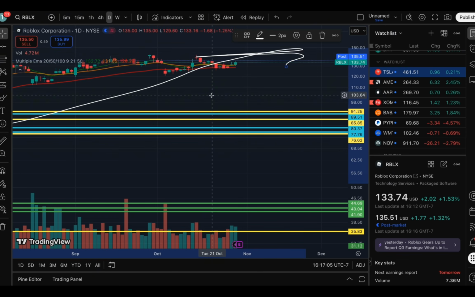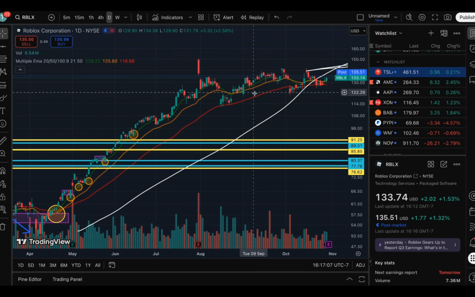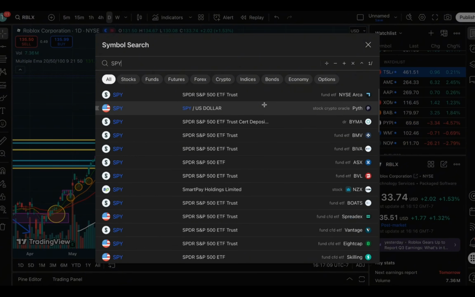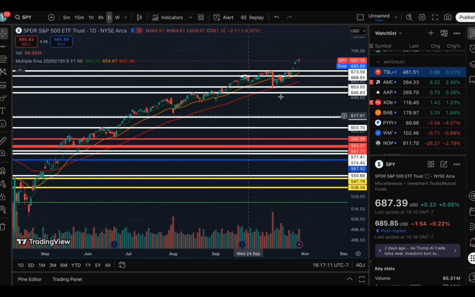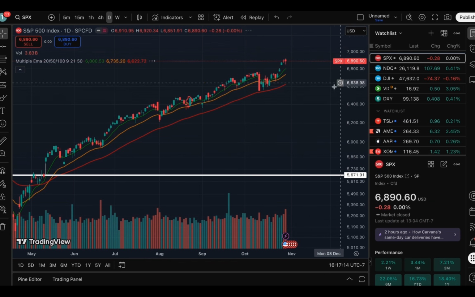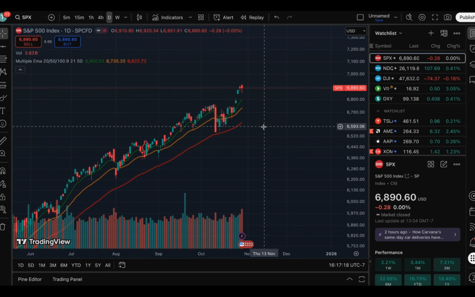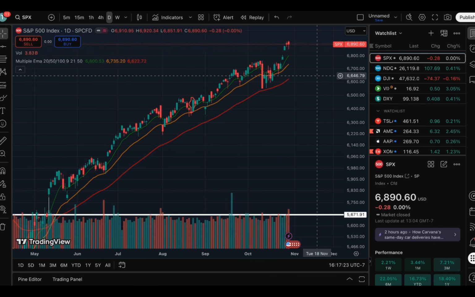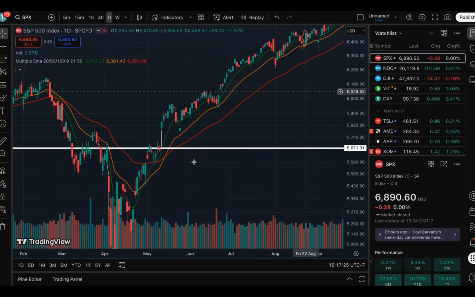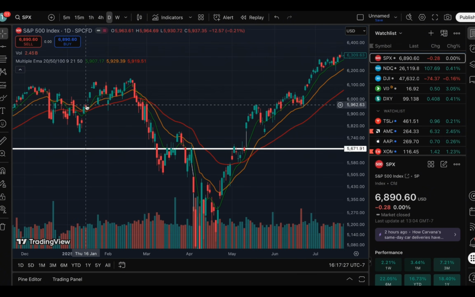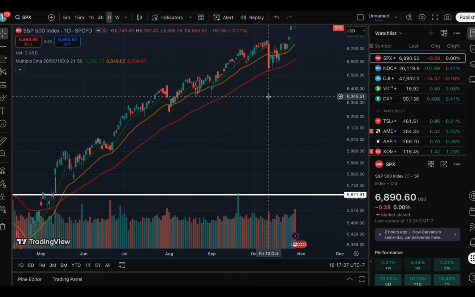And I think a lot of people forget that when it comes to trading, you can get an idea of the overall market by looking at the S&P 500, SPY, or if you want, SPX. Similar things. The S&P 500 is the index, and SPY is the ETF. It's clear to see that this year, from January, the S&P 500 was at 5,900. It was even lower before. Now we're at almost 7,000.